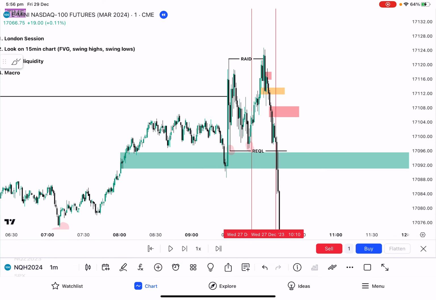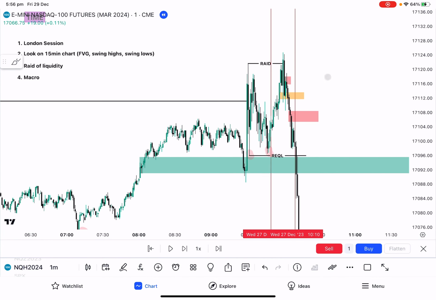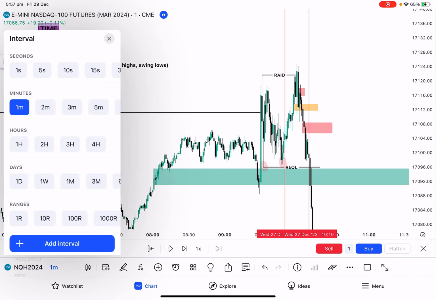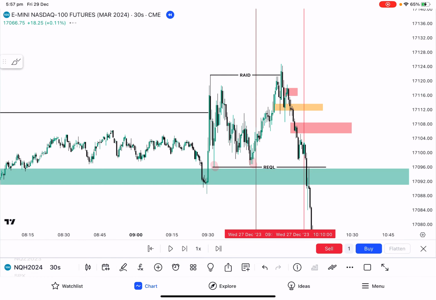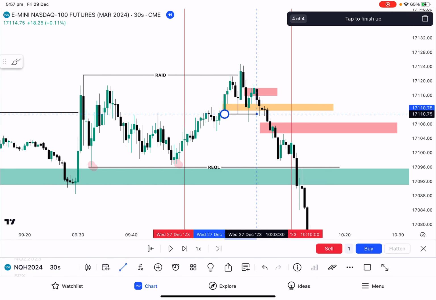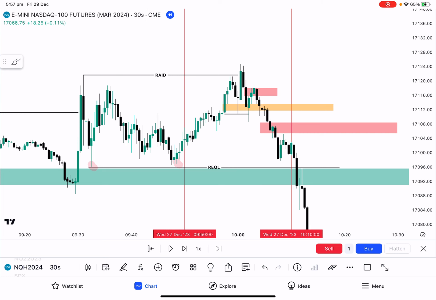So in terms of the macro, notice how important that macro is. And this is a really good example. The macro here does important things. It raises liquidity, and it also has a market structure shift. Now, the 30-second time frame says it all, but if you don't have access to that, you'd be using that inversion fair value gap to go short.